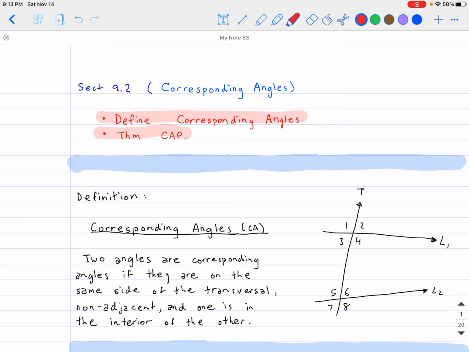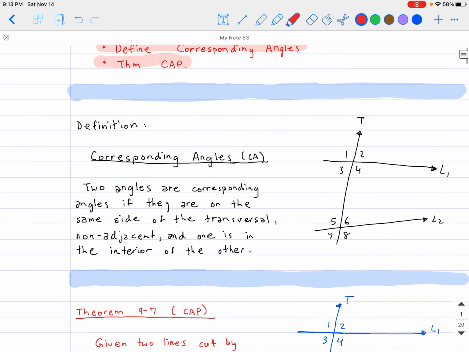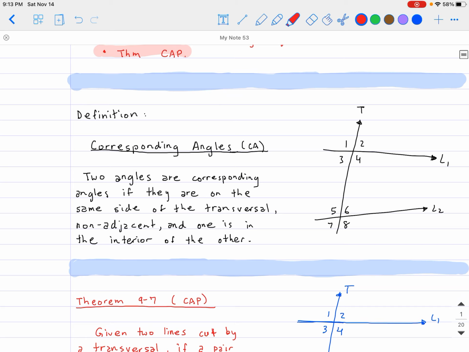to create a theorem that says corresponding angles will allow you to show that two lines are parallel, assuming that those two corresponding angles are congruent. All right, so here it is. Definition first. Corresponding angles, or CA for short if you would like.